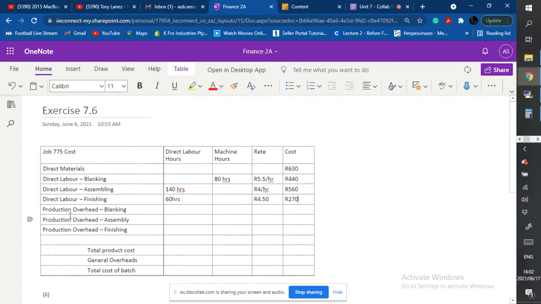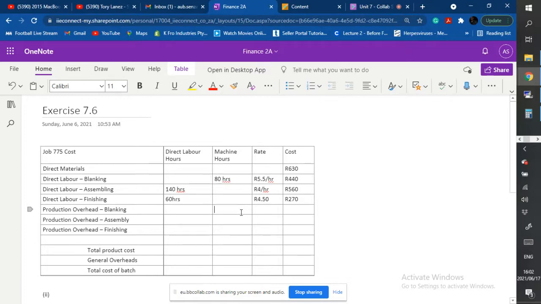All right, awesome stuff. And then here we have production overheads. Remember, we do production overheads. Overheads to be applied to job 750. Okay. So there they've given us the hours. We know that again for blanking we're using machine hours, because that first table tells us the basis there is machine hours.